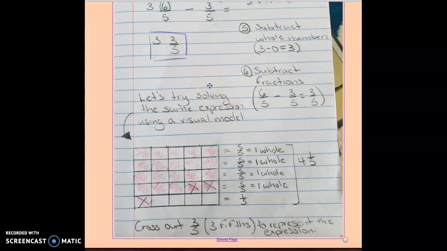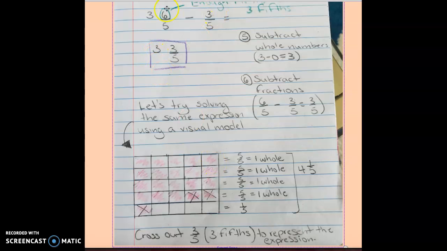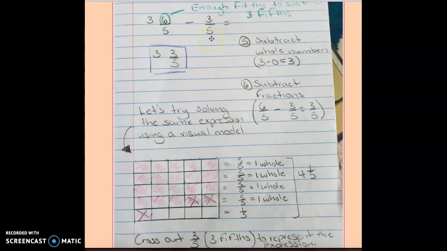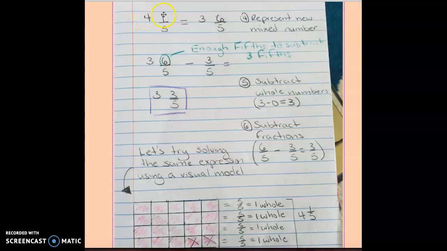I also wanted to show you how I represented this using a visual model. And so I represented 4 1/5, and then I shaded it in, and then I crossed out 3/5 to show what we were subtracting, to represent the same expression that we originally had of 3 6/5 minus 3/5, or you can say 4 1/5 minus 3/5.